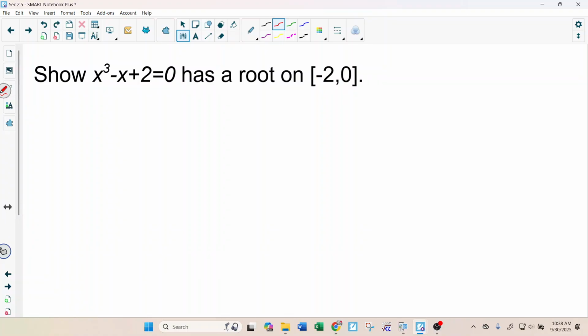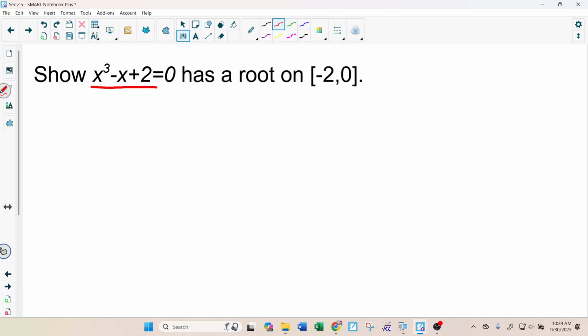And then look at the top of your paper. What are continuous functions? Polynomials. Polynomials are defined everywhere, so everywhere this is defined, it's continuous. So we know it's a continuous function, so we can use the intermediate value theorem. Now, we're on negative 2 and 0.